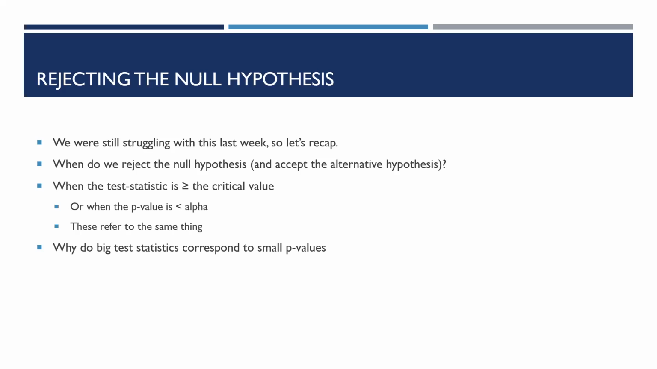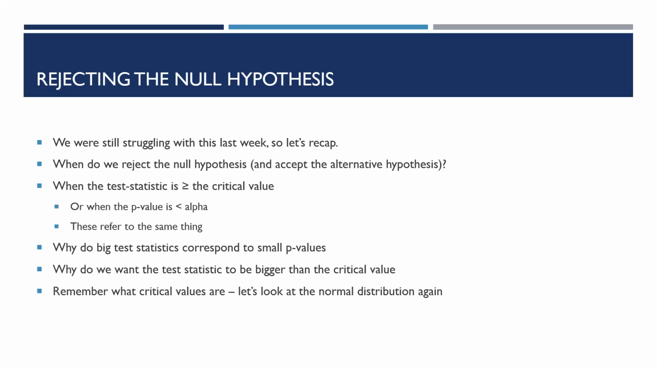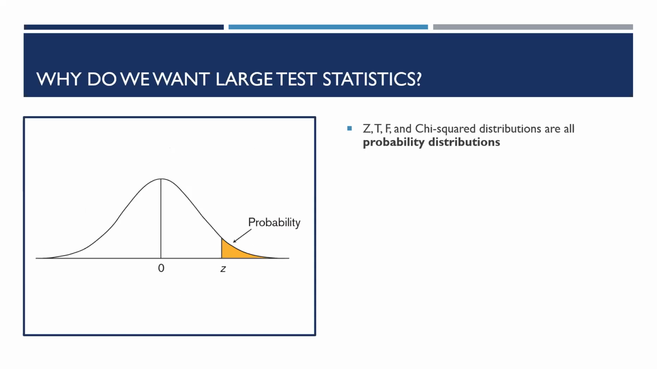So I wanted to build on that a little bit by just discussing the logic behind that. Why is it that big test statistics correspond to p-values, and why are they good things, right, for making causal inferences? What you should remember is that critical values, the things that we're comparing the test statistic to, these correspond to standard deviations from the mean in a standard normal distribution, right?